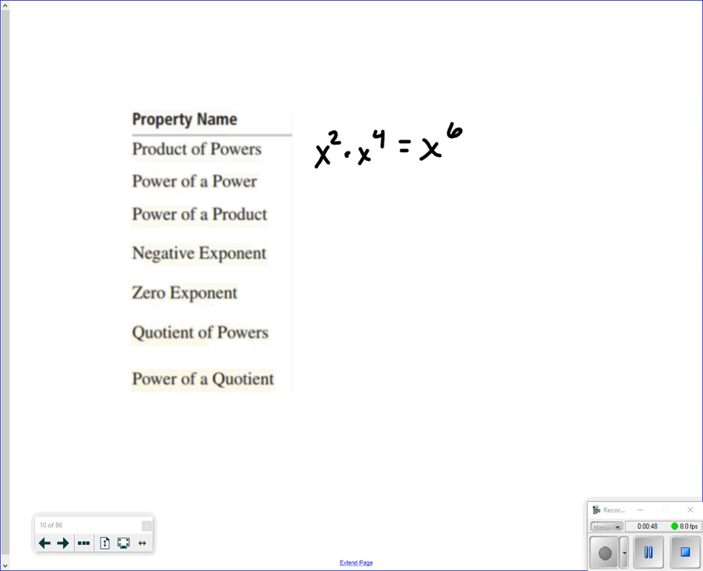Next, power of a power. So if I had x to the third and I raise that to the fourth, I take the two exponents and I multiply them together. So that's x to the 12th.